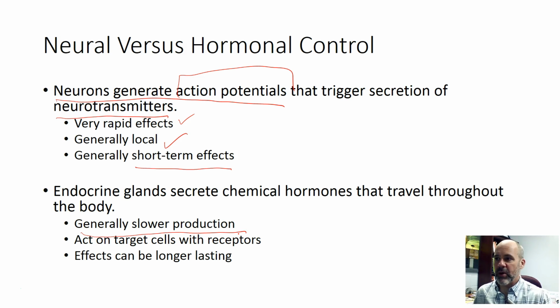So they're a little bit slower on production. They travel throughout the body, so it's going to take longer for their effects to occur. They act on target cells with receptors, as we already mentioned, and their effects can be longer lasting. So whereas a motor neuron might stimulate a skeletal muscle fiber to contract for some fraction of a second, once hormones are made, the effects of hormones can last for minutes or hours or even days in some cases.